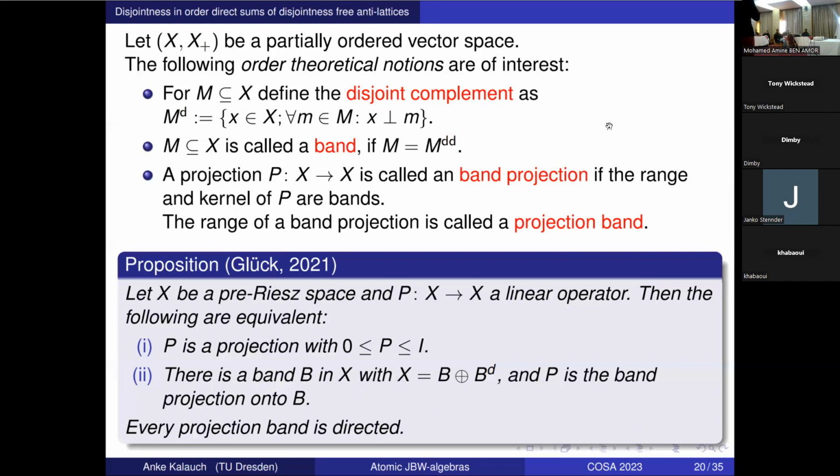And with this, we also get the notion of a projection band, namely we call a projection a band projection if the range and the kernel are bands, and the range is then the so-called projection band.